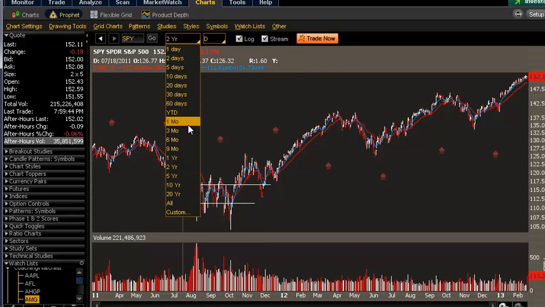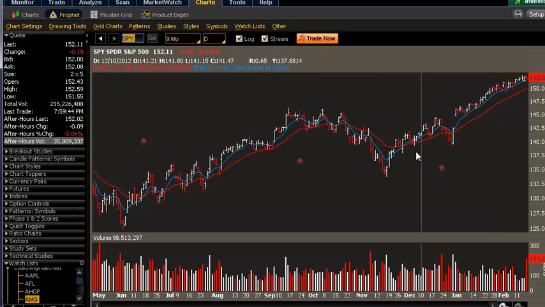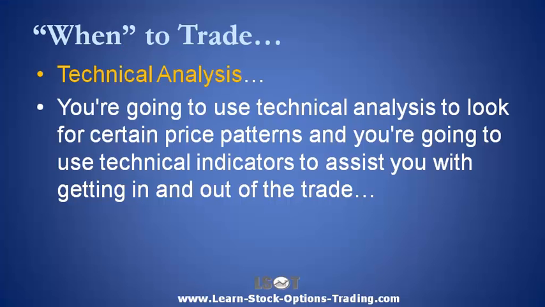So again, we first look at the chart. We want to see which direction the stock is going. If it's up, we buy call options. If it's down, we buy put options. And then we look for entry and exits. So that's when to trade using technical analysis.